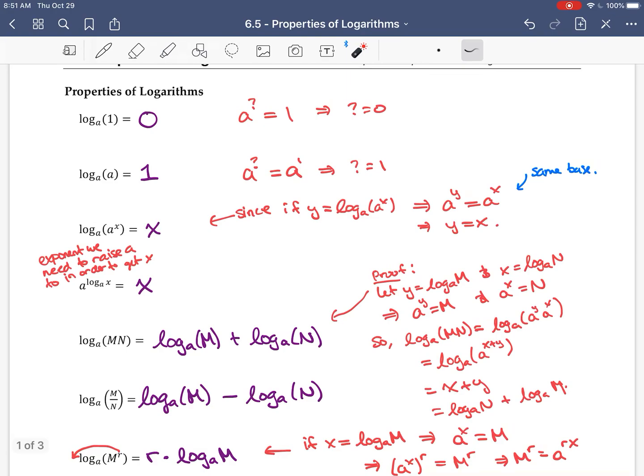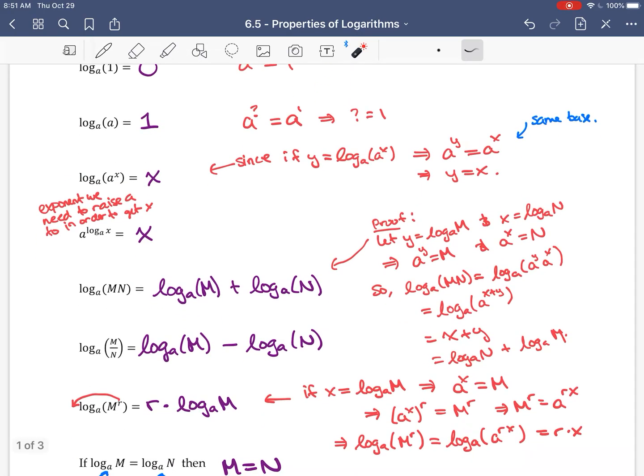Now, log base a of 1, for any a, is always 0. It's asking what power you need to raise a to in order to get 1, which is always 0. If you have log base a of a itself, this is going to be 1. Log base a of a to the x is going to be x. Notice this is very similar to the previous one, and this would be exponent 1, so it actually is a more specific version of that rule.